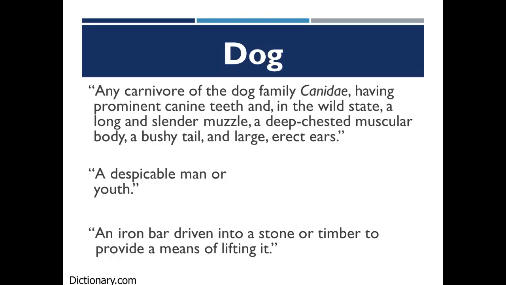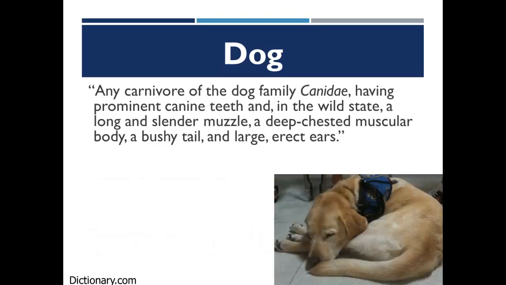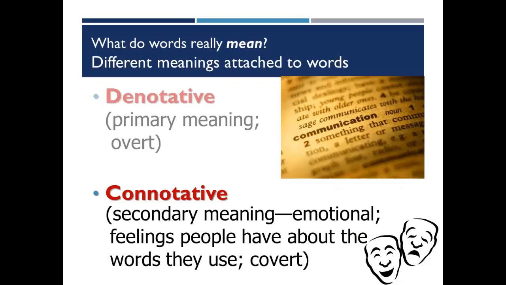But if you're like me, if you think about the word dog, you think of your dog. Not only do I envision my daughter's service dog, Rennick, but I have warm feelings when I think of him, very positive feelings. I could also argue that the word dog, referring to a despicable man or youth, has an emotion attached to it, in this case, a negative emotion. These secondary meanings and feelings comprise the connotative meaning. Let me give you another example.